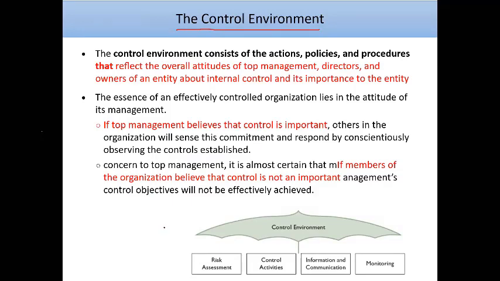It is the environment inside the company. The control environment consists of the actions, policies, and procedures that reflect the overall attitude of the top management, directors, and owners of the entity about internal control and its importance to the entity. Okay, the environment inside the company is the one that can emphasize applying the internal control system in an efficient or inefficient way. So if the top management believes control is important, others in the organization will sense this commitment and respond by taking internal control into consideration. If the opposite, if management believes that control is not important, then management's control objectives will not be effectively achieved. So the management's behavior or attitude toward the implementation of internal control can affect the other attitudes toward implementing internal control effectively.